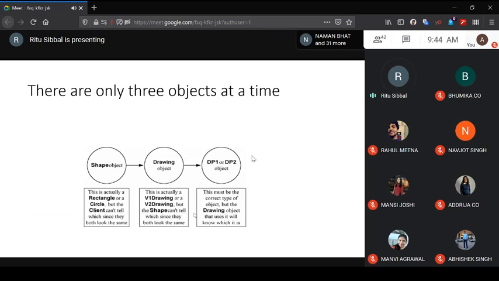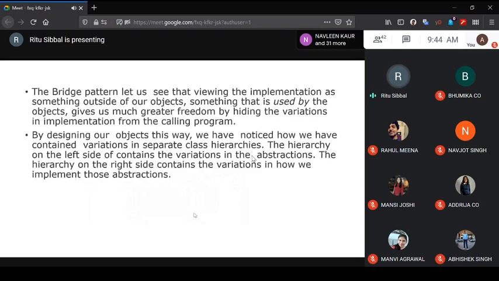So the bridge pattern is, this is what a bridge pattern is. It lets us separate the variations of the implementations and the abstractions. So we have contained the variations in separate class hierarchies. The hierarchy on the left side contains the variations in the abstraction, and the hierarchy on the right side contains the variations in how we implement those abstractions.